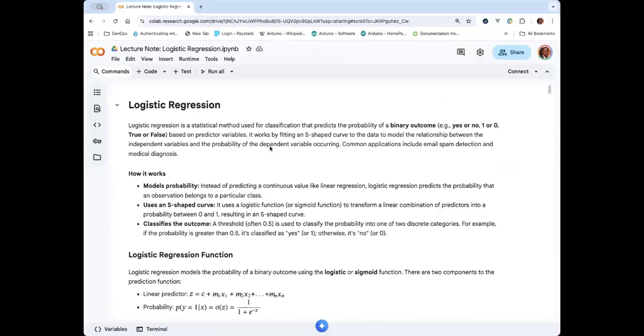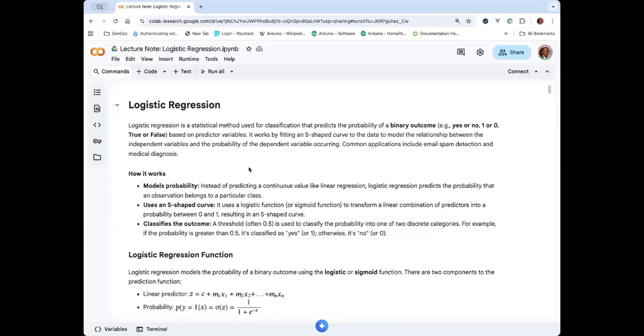So once again, logistic regression is a statistical method. It's used for classification where the outcome can be one of two possible values. So that's what we mean by a binary outcome. And it predicts the probability of that binary outcome. So it could be either yes or no, it could be one or zero, it could be true or false. So it works by fitting that S-shaped curve. So that S-shaped curve, of course, is the sigmoid function or the logistic function, which we will look at shortly. So logistic regression will model probability.